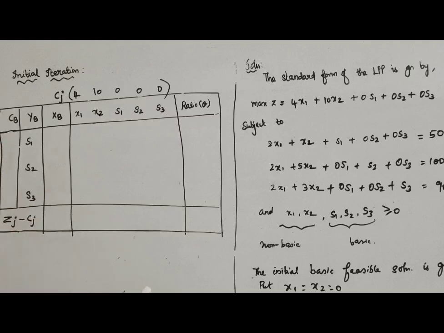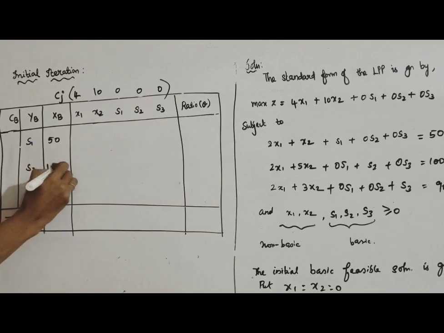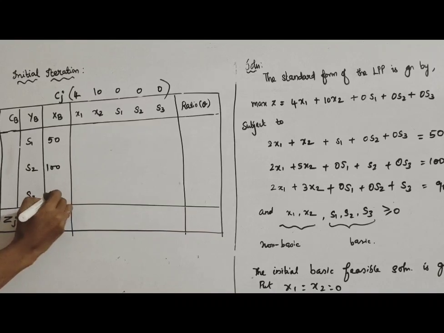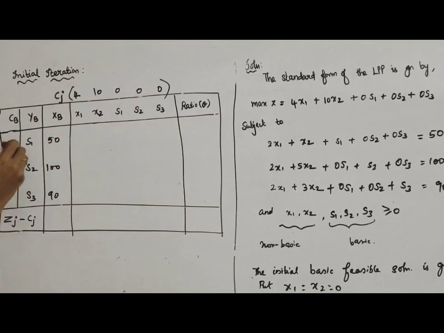Always remember that first you have to write the initial basic feasible solution. What is the initial basic feasible solution? S1 is equal to 50, S2 is equal to 100 and S3 is equal to 90. The costs for the slack variables in the objective function are 0, 0 and 0. Therefore, the S1 cost is 0, the S2 cost is 0 and the S3 cost is 0.